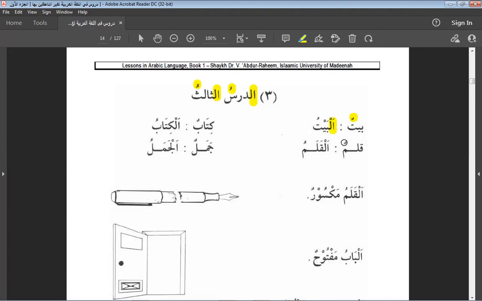We can see qalamun, with tanween, and al-qalamu. It comes with one dhamma, and then the definite article is there. We have kitabun, a book, al-kitabu, the book; jamalun, a camel, al-jamalu, the camel.